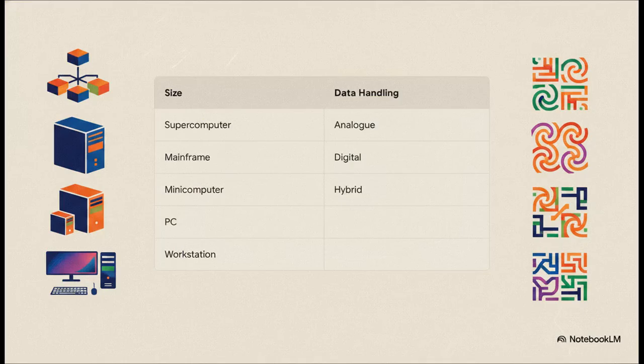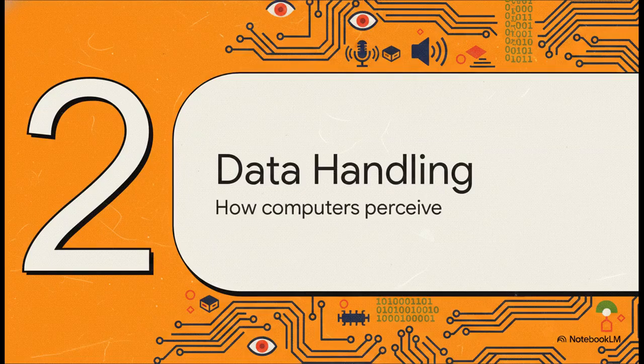And this brilliantly illustrates our entire blueprint for the taxonomy of tech. Think of our tech family tree as being divided into two main branches. Over on the right, we categorize computers based on their data handling capabilities, basically how they perceive the world around them. And on the left, we categorize them based on their physical footprint and processing power. So we're looking at 3 types based on data and 5 types based on size. Moving right along to section 2, how computers handle data.